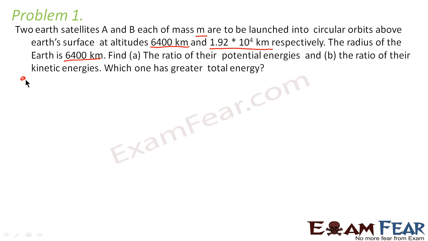So let us first consider the first part. The first part asks us to find out the ratio of their potential energies. So what all are given here? Mass of A, the first satellite, is m. Mass of the second satellite B is also equal to m.